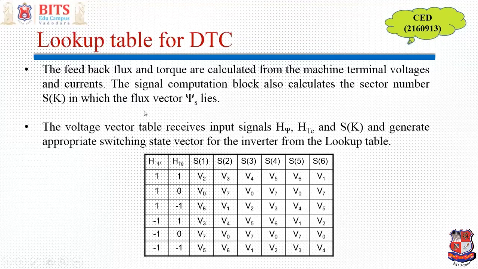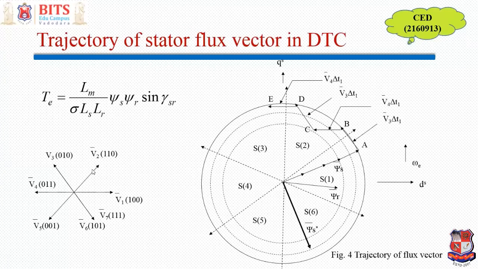So if I know that my stator flux vector is in sector 1 and I need to select a voltage vector such that torque also increases, that is this one, and flux also increases, then this table recommends to select voltage vector V2. What is V2? V2 is this. That is, turn on the top switches of leg 1 and leg 2 and turn on the bottom switch of leg 3. So directly you can give this switching signal to the inverter, which switch is to be turned on.